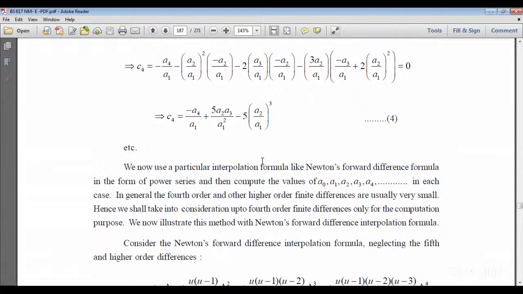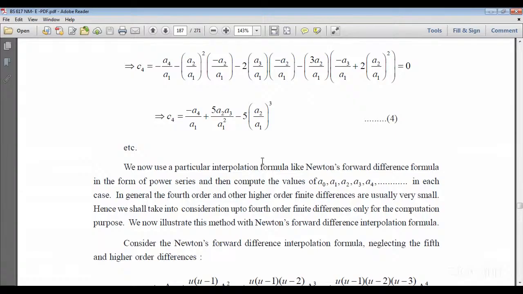So we now use a particular interpolation formula, like Newton's forward difference interpolation formula, form a power series and compute the values a0, a1, a2, a3, a4 in each case. In general, the fourth and other higher order finite differences are usually very small. Hence, we shall take into consideration up to fourth order finite differences only for the computation purpose.